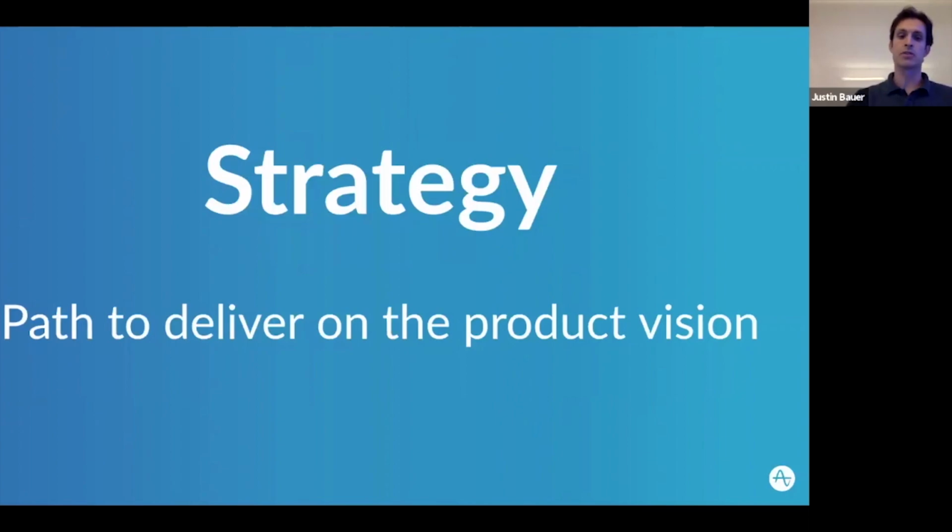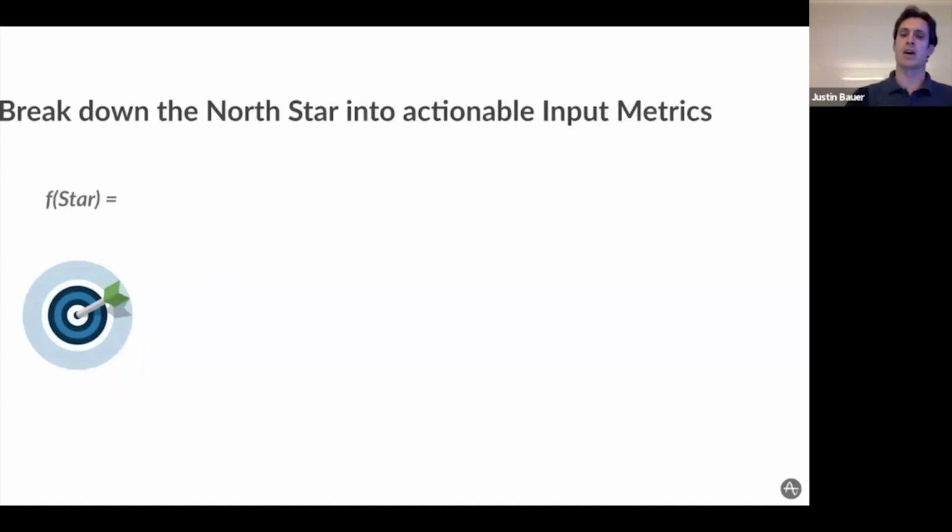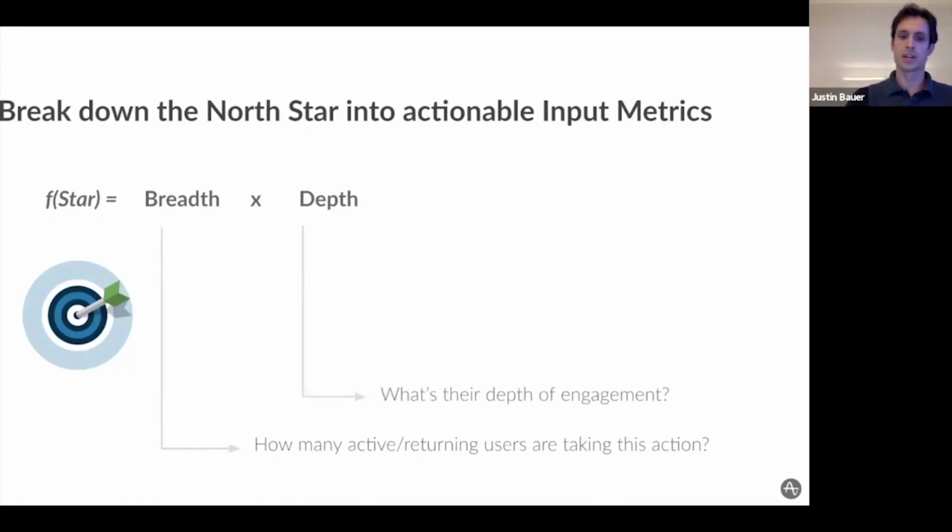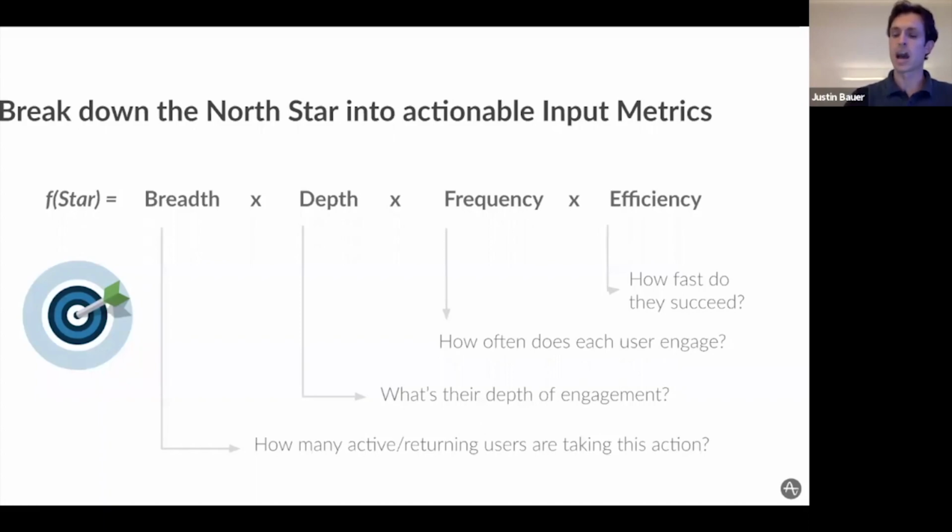And a key part of a strategy is understanding how you're going to get there. And what we have found is that with every North Star, you can actually break it down into actionable input metrics that you can create a strategy around. So let me explain what that looks like. Every single North Star can be broken down into 4 different metrics. First is breadth, which is how many users are actually doing that action. The second is depth, which is the depth of engagement with that action. The third is frequency, how often are these users engaging? And then finally, efficiency, how fast they succeed. And what we've found is every North Star is some combination of 3 or 4 of these different drivers.